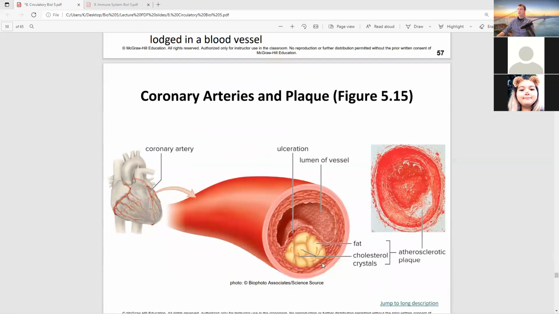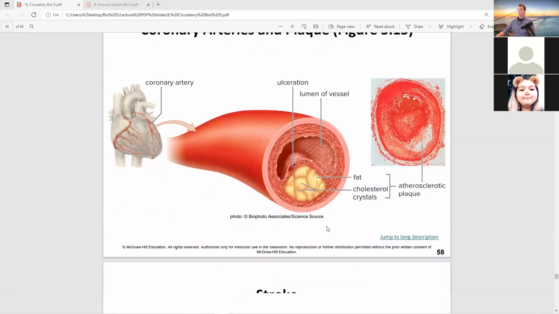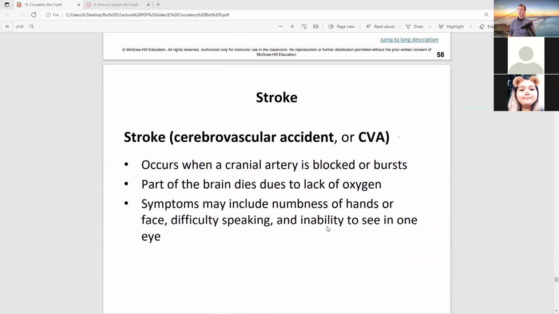So that's shown here. You can see this clot consisting of fat and cholesterol crystals, and you can see that this is decreasing the volume of the blood vessel, making it difficult to bring oxygen and carbon dioxide to different tissues. This can eventually lead to a stroke or cerebrovascular accident, also known as a CVA. It occurs when a cranial artery is blocked or bursts. Part of the brain dies due to lack of oxygen, and symptoms may include numbness of hands or face, difficulty speaking, and an inability to see in one eye.